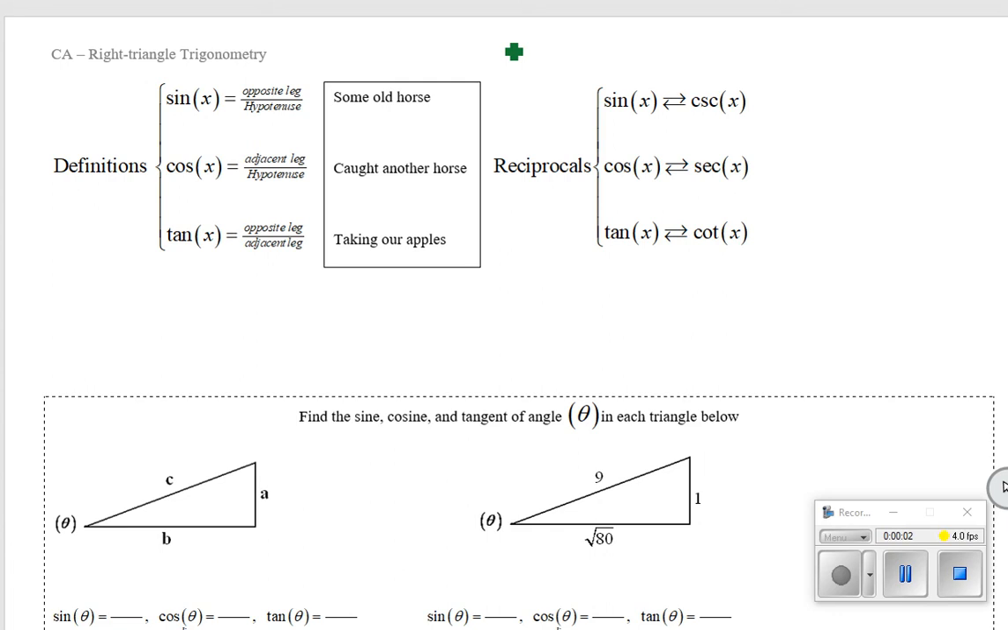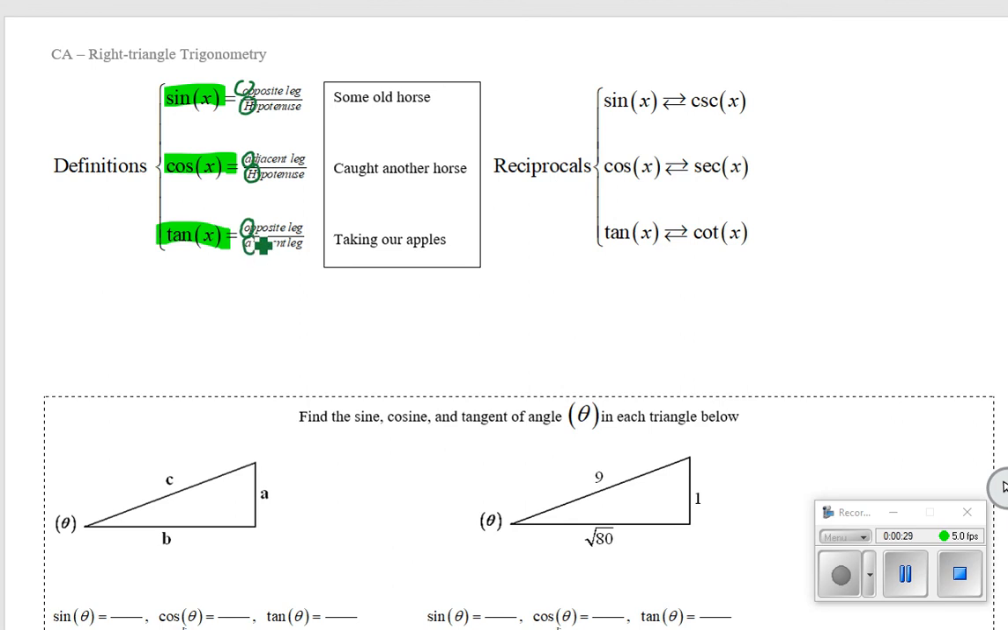Okay, so our last lesson this year is going to be just kind of touching on the basics of trigonometry. Not a lot of in-depth stuff, just some of the basics. And we're going to define these three primary functions of sine, cosine, and tangent to be the opposite over the hypotenuse, the adjacent over the hypotenuse, and the opposite over the adjacent.